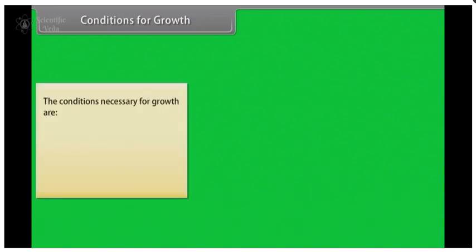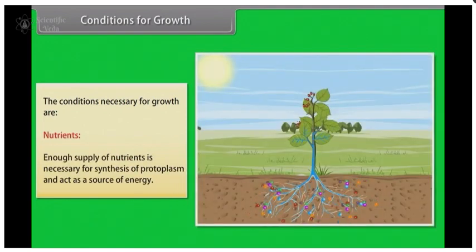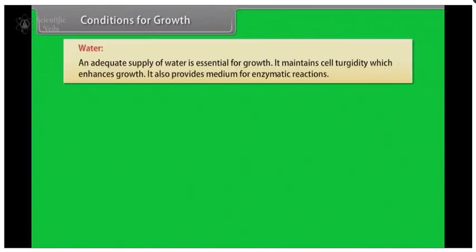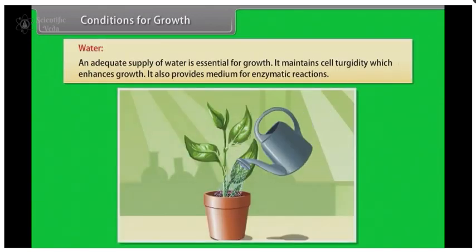Conditions for growth. The conditions necessary for growth are nutrients. Enough supply of nutrients is necessary for synthesis of protoplasm and acts as a source of energy. Water. An adequate supply of water is essential for growth. It maintains cell turgidity, which enhances growth. It also provides a medium for enzymatic reactions.